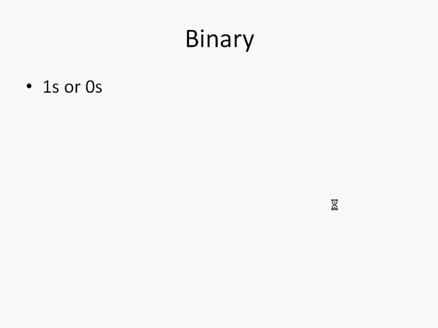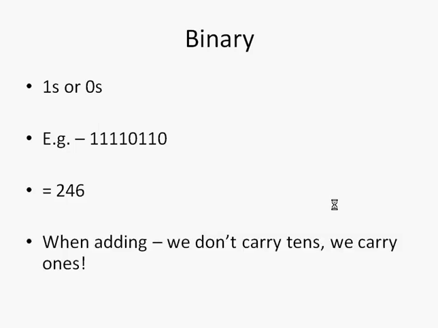But binary, as we know, is either ones or zeros. So an example of binary is there, a set of 8 ones or zeros, and that particular combination actually converted to denary is 246. When adding binary, we don't carry tens like we did in the first example on this video. We actually carry ones, and we'll see how that works.